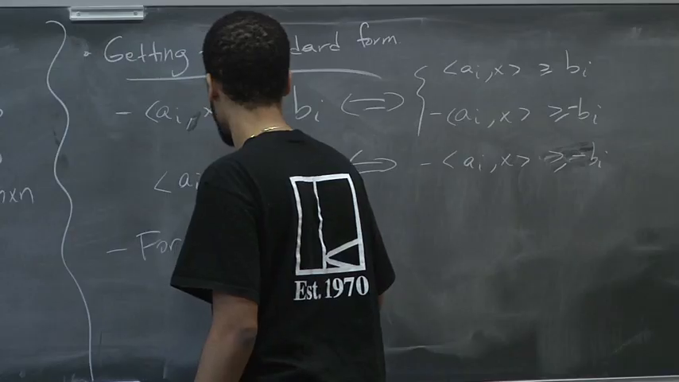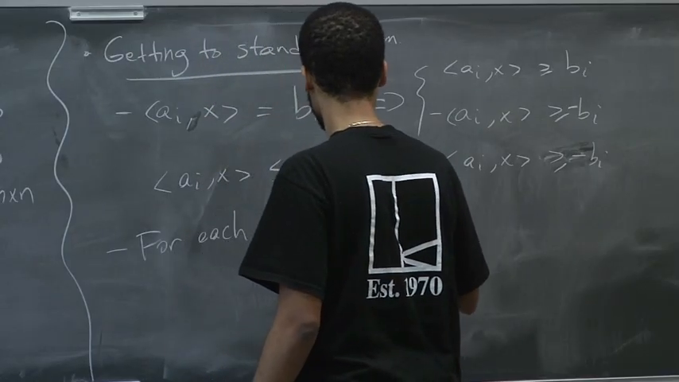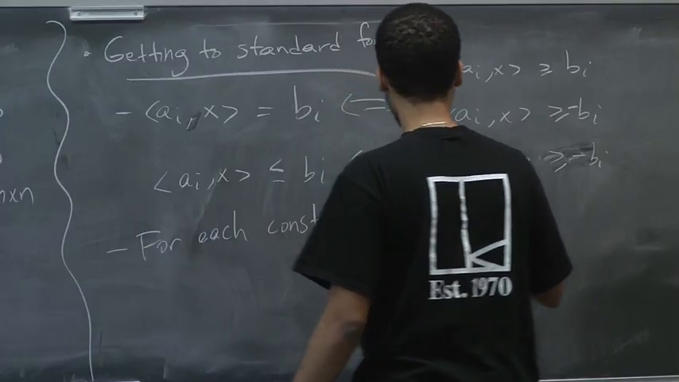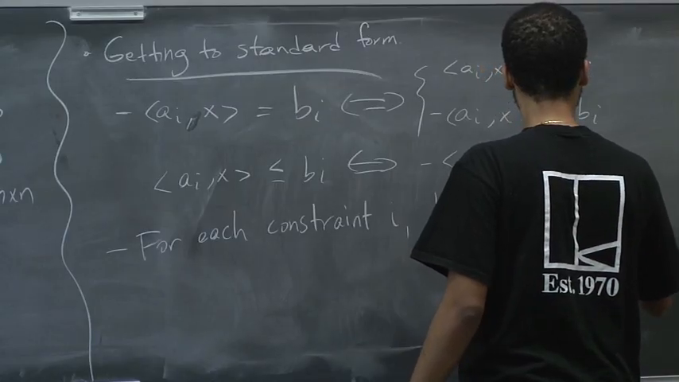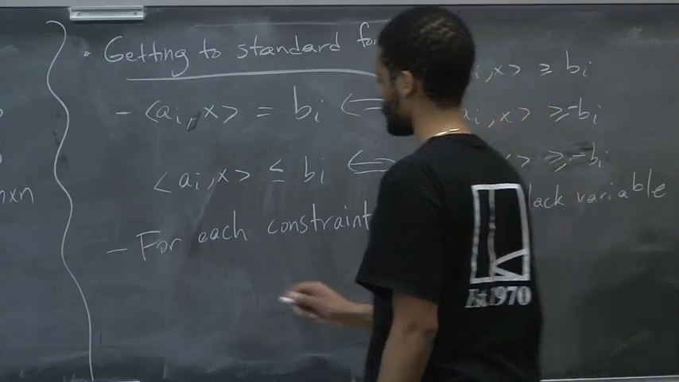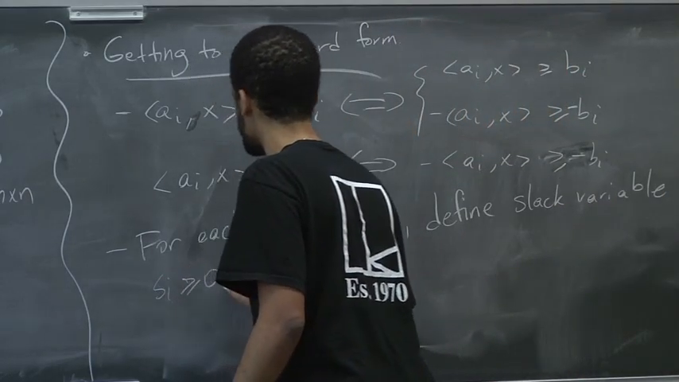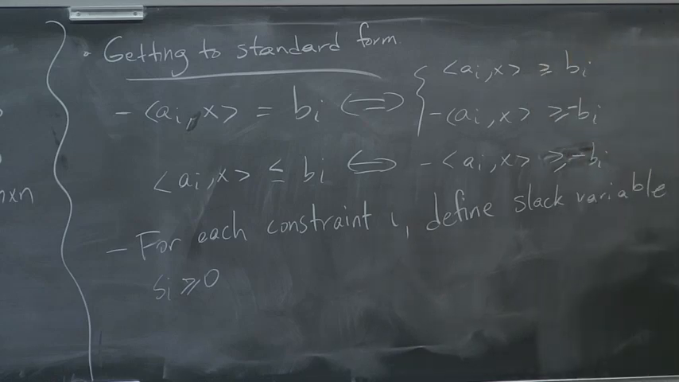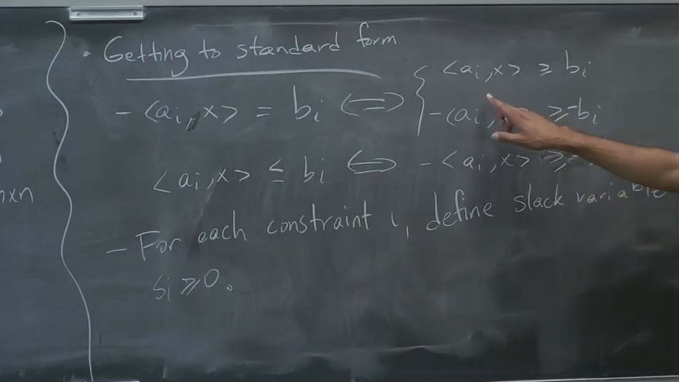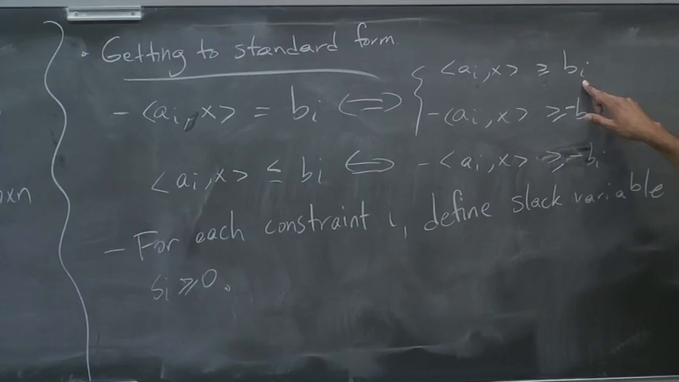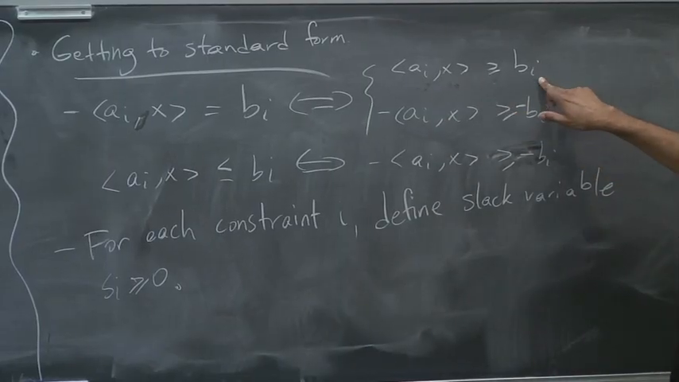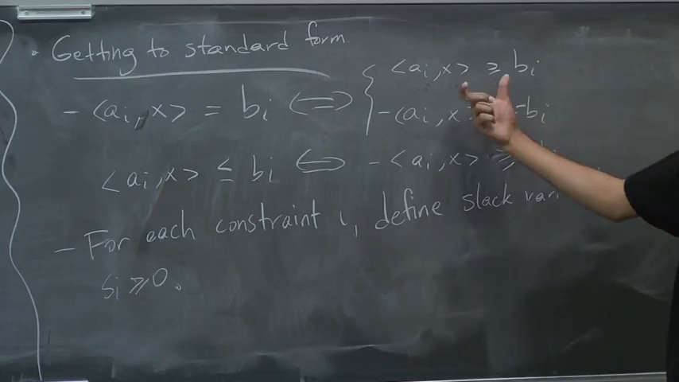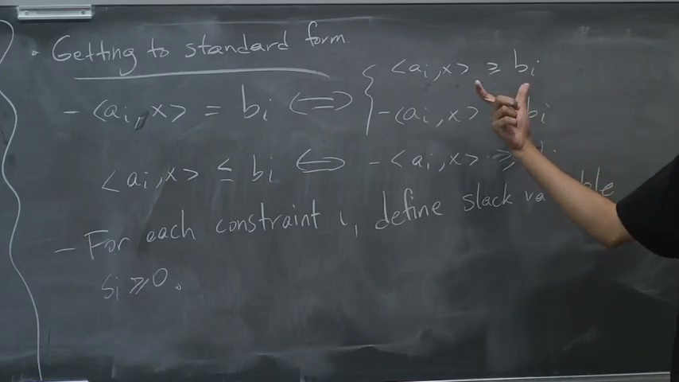For each constraint i, we define a slack variable si, and we write a constraint that si has to be at least 0. And the point is si is going to represent the difference. So if this is greater than or equal to bi, then we can write ai·x as bi plus si. So si is just the gap between the left and the right-hand side.